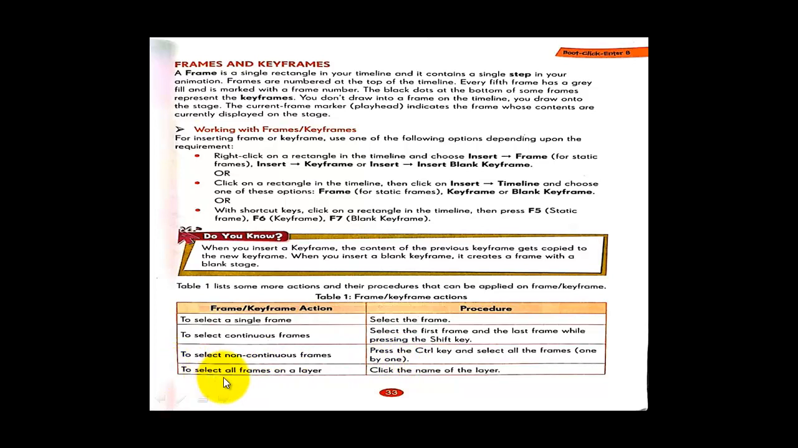Then to select all frames on a layer, click the name of the layer. You have to click on the name of the layer and you can select all the frames on that layer. I guess you have understood till here working with frames and keyframes.